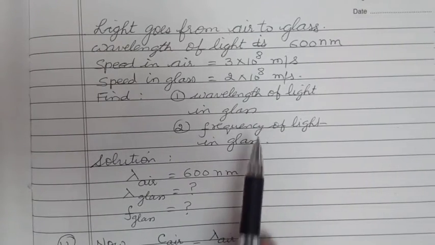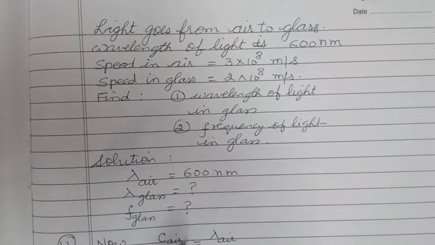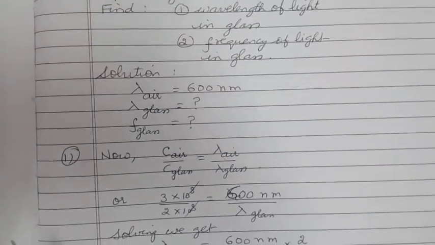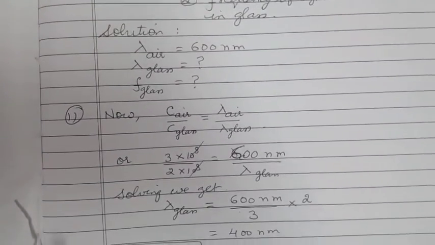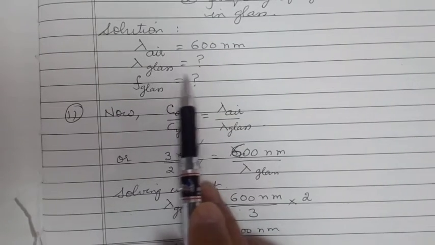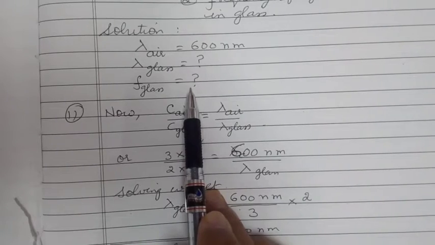Now how to do that? First we make the statements. Wavelength in air, lambda air, is given to be equal to 600 nanometer. We have to find the wavelength in glass, and we have to find the frequency in glass.